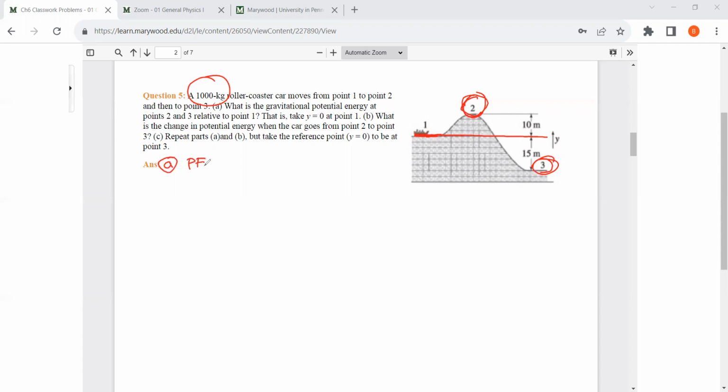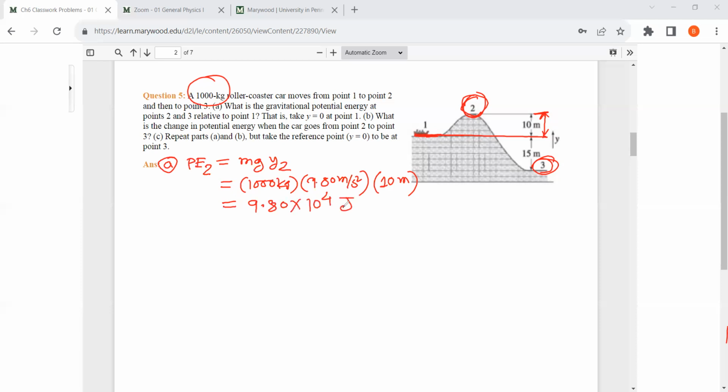So the potential energy at position 2 will be m g y2, right? So m is 1000 kilograms, g is 9.80 meters per second squared, and y2 we have to determine as the distance from this reference point. From here to here is 10 meters. So what we get is 9.80 times 10 to the power 4 joules.